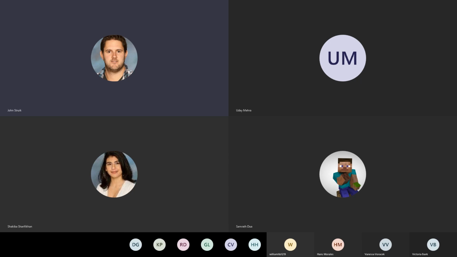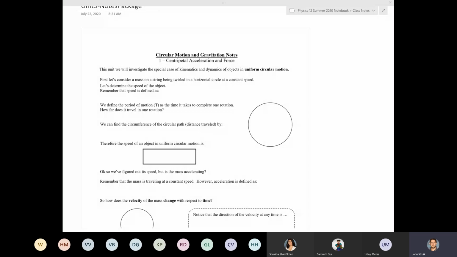So let's go through the first lesson, I guess. Okay. So this is a lot of dynamics and free body diagrams and stuff like that. It's just applying it to a circular motion.